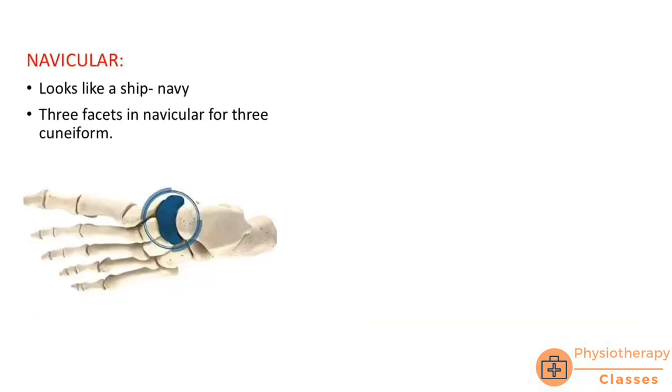The next bone is the navicular bone. The name comes from its shape, which is like a navy ship. It has three facets anteriorly, which articulate with the cuneiforms. Posteriorly, it articulates with the head of the talus, where its articulating surface is concave, whereas the head of the talus is convex.